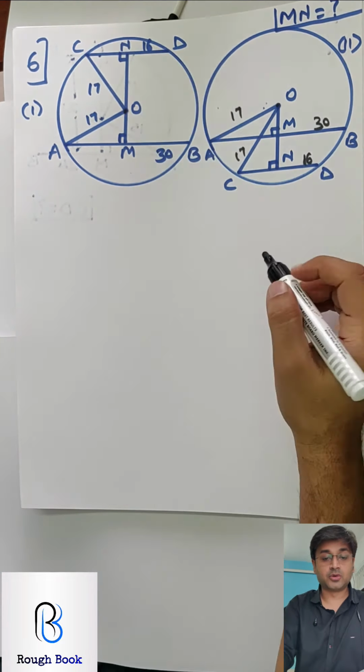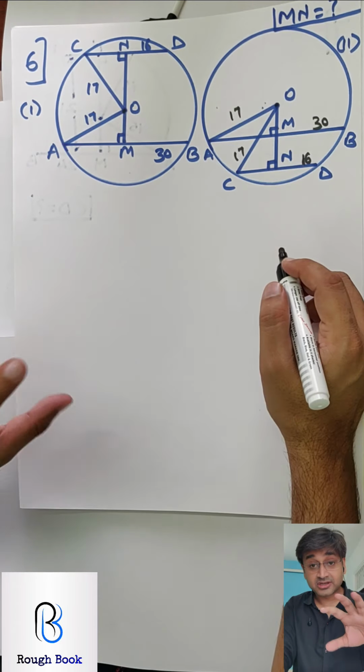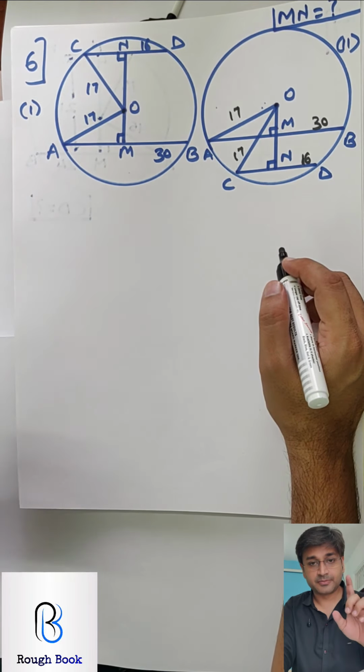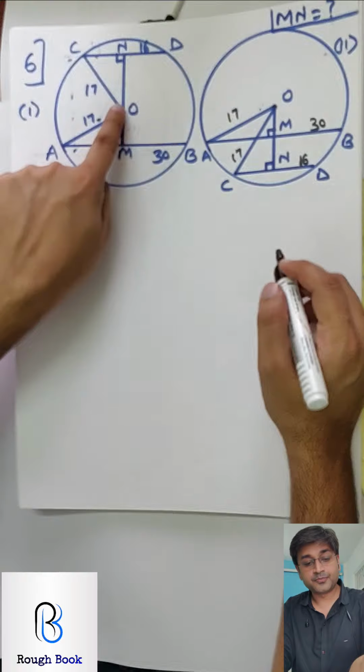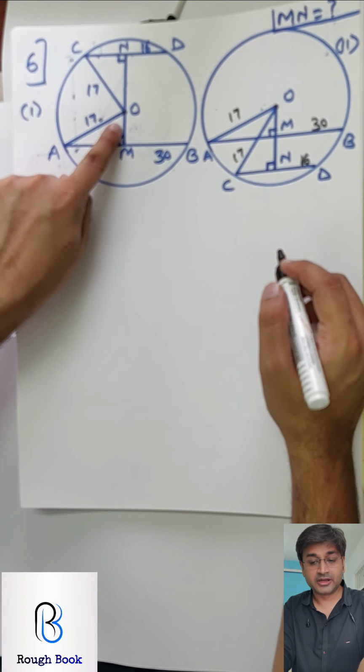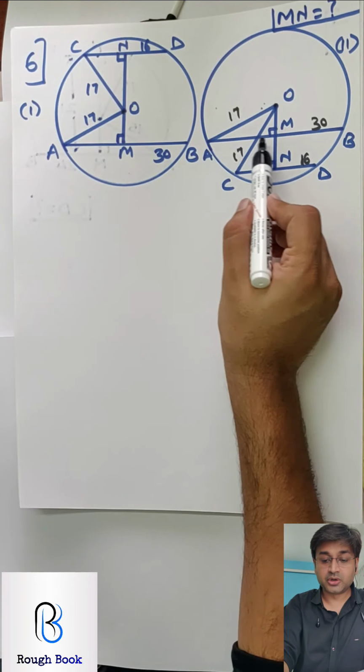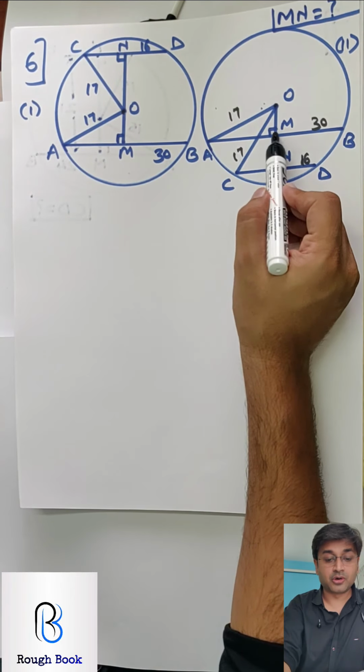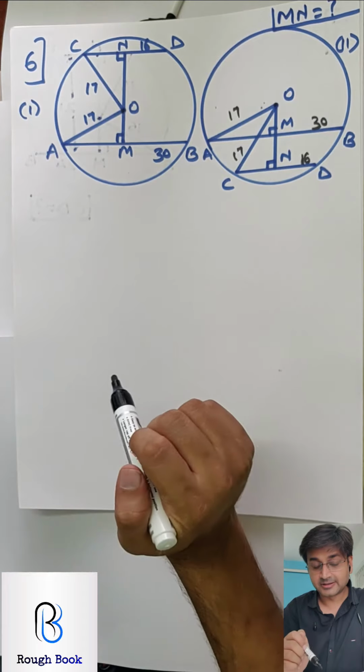So here also MN. But both answers are going to differ, but your start is going to remain the same. See, pay attention. AB is 30, OA is 17. So this will be 15. 15, 17, OM we will get. Likewise, this is 30, so AM 15, 17, OM you are going to get same in both the cases.